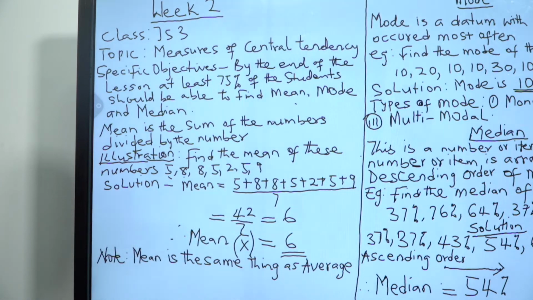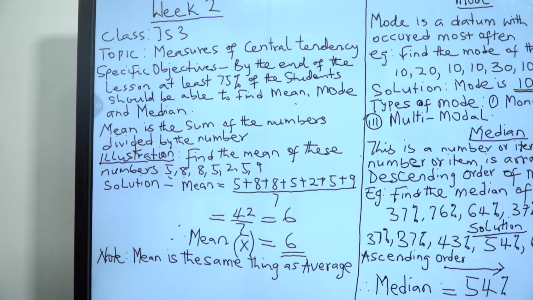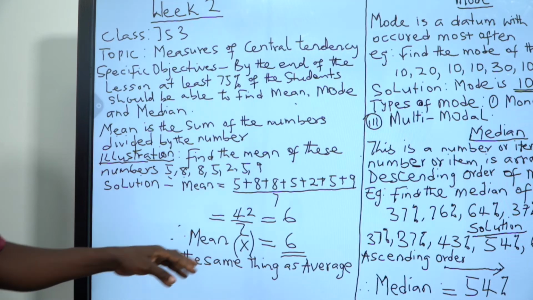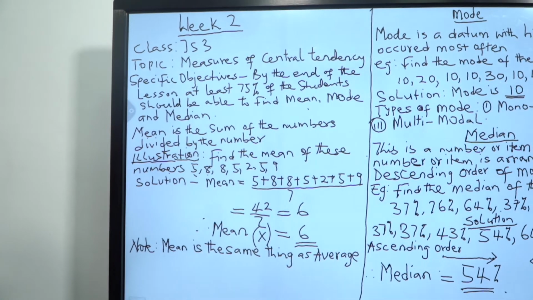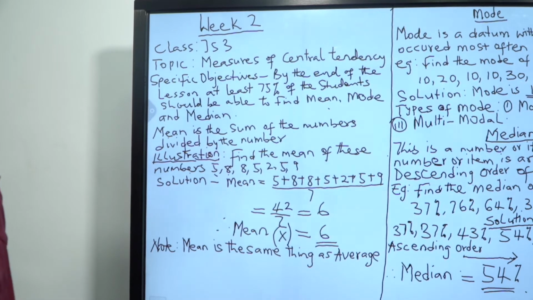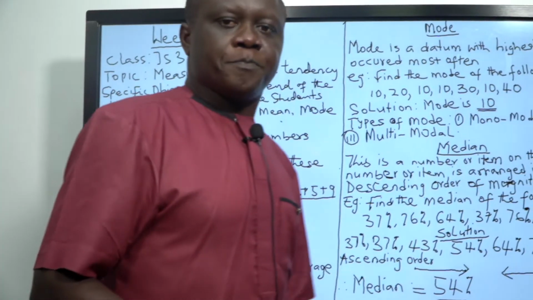6. We now say, therefore, that the symbol for mean is X bar. If you don't want to write mean in full, once you write X bar, that is X with a stroke at the top, it stands for mean in statistics. So the mean is 6. Note that mean is the same thing as average, which means an examiner may decide not to use the word mean. Instead of asking you what is the mean, they may just say find the average, which means that what you have to find is the mean.